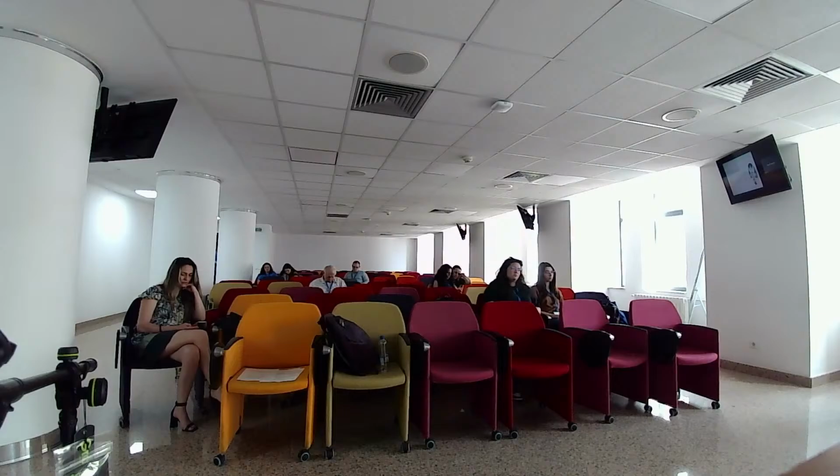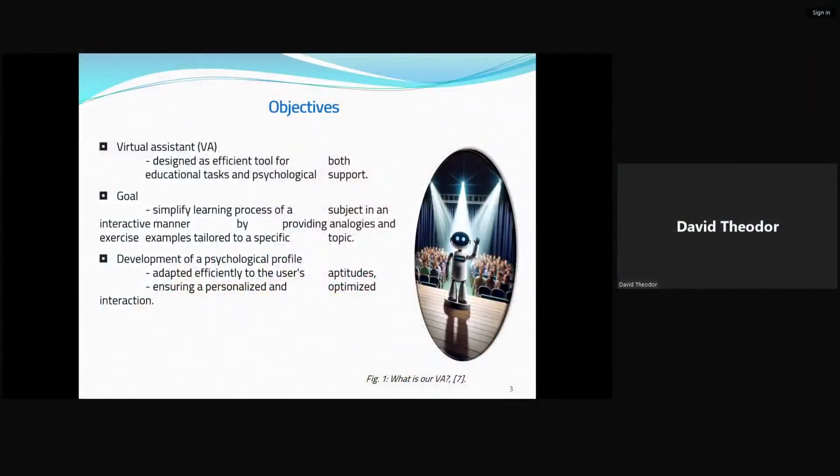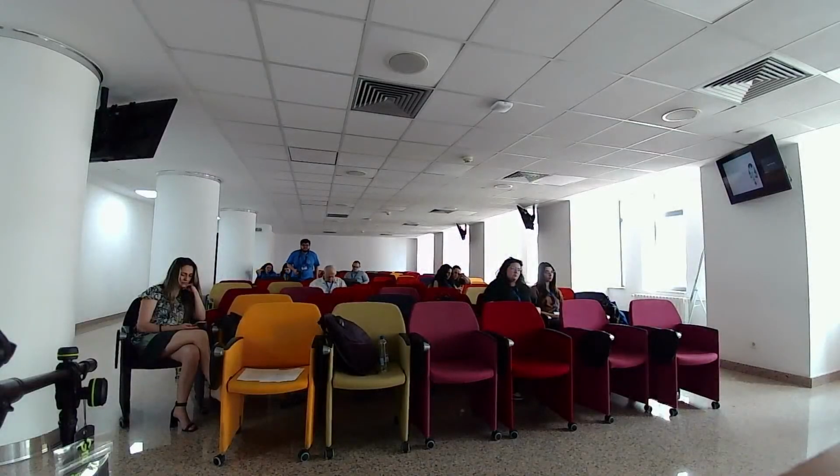And based on that, because each user, each student will have their own profile, the AI will be able to develop a psychological profile so that it can adapt efficiently to the user's aptitudes and also ensure a personalized and optimized interaction.